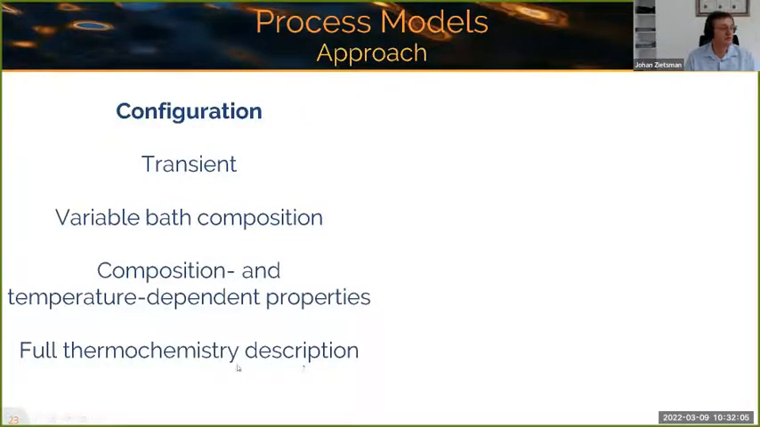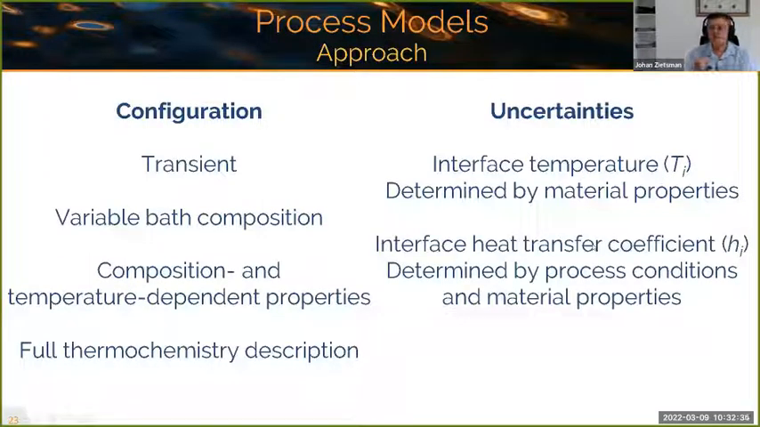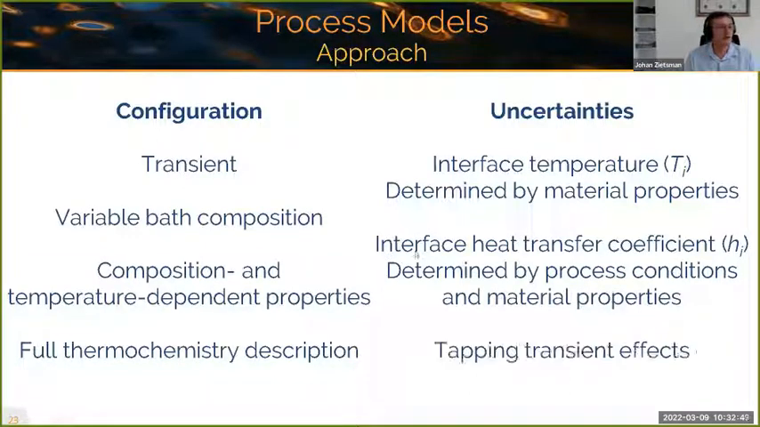And what we've done in the model that I'll show you is there's a complete thermochemical description of the slag inside that model, and even of the other phases, the alloy bath as well. Now the uncertainties are again the interface temperature of the slag freeze lining, because this model that I will show you incorporates a one-dimensional heat transfer model inside of it. And the interface temperature or the interface heat transfer coefficient is still an uncertainty. We have not solved that problem yet. We will have to make some assumption or we have to do a sensitivity analysis on that.